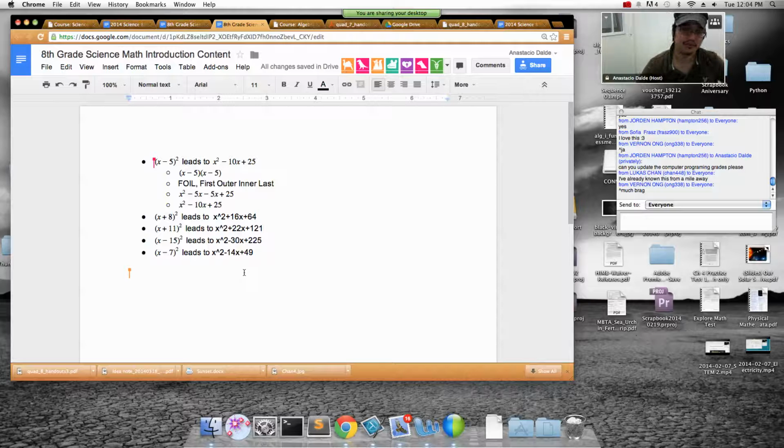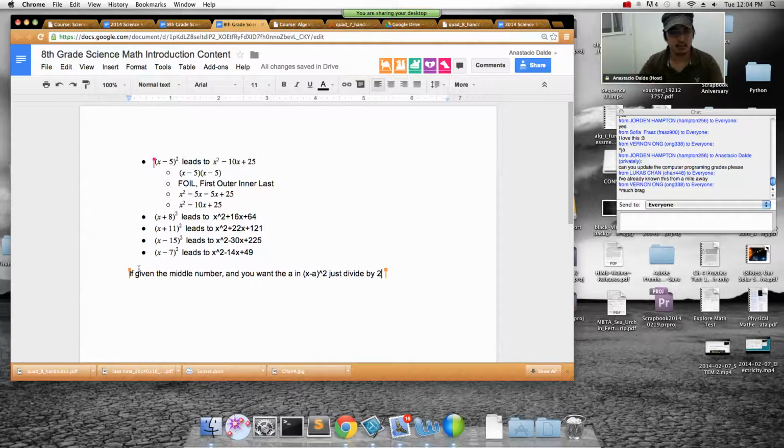Okay. So we'll write that down. If given the middle number and you want the x minus a squared, the a in what? Just divide by 2. You guys see what I mean here?